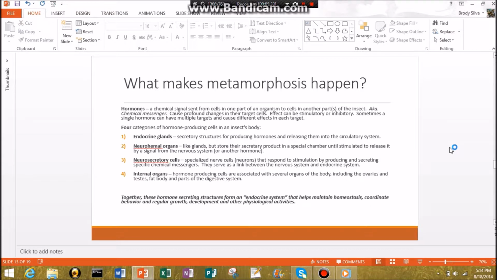What makes metamorphosis happen? Hormones, in one word. Yeah, hormones are chemical signals sent from cells in one part of a body to the other part of the insect, aka chemical messenger. They cause profound changes in the target cells. The effect can be stimulatory or inhibitory. Stimulatory meaning causing the cells to temporarily do something, such as an action, or inhibitory meaning they will change function or what they actually are. Basically saying from one cell, a stem cell essentially, to become a respiratory cell, or any other thing.